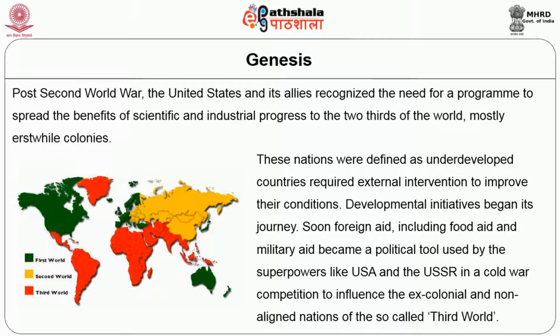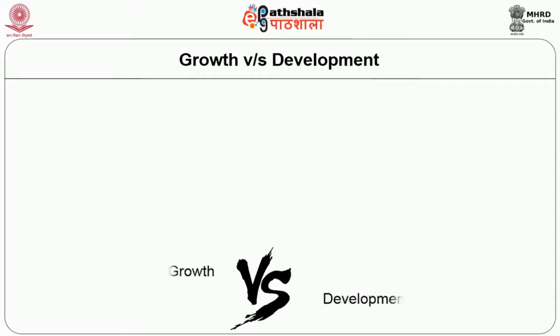Soon foreign aid, including food aid and military aid, became a political tool used by the superpowers like the USA and the USSR in a Cold War competition to influence the ex-colonial and non-aligned nations of the so-called Third World. With the collapse of the state socialist model in the USSR and Eastern Europe in 1989, the American model of neoliberal capitalism became dominant. Growth versus development.